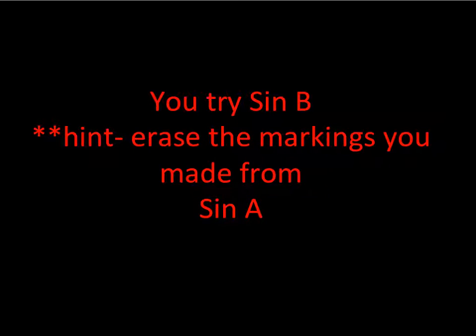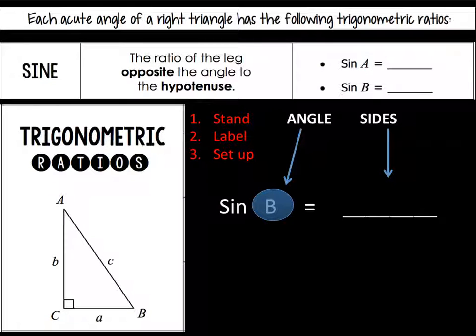You're going to have to erase the markings you made from sine of A because you will not be standing at A. Now you're going to be standing at angle B. When you put your stick figure at angle B and you label the triangle, this is still the hypotenuse, but now this is your adjacent side and this is your opposite side. So sine is opposite over hypotenuse. So now your new ratio is B over C.